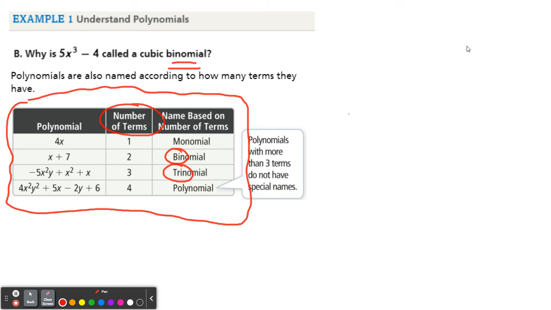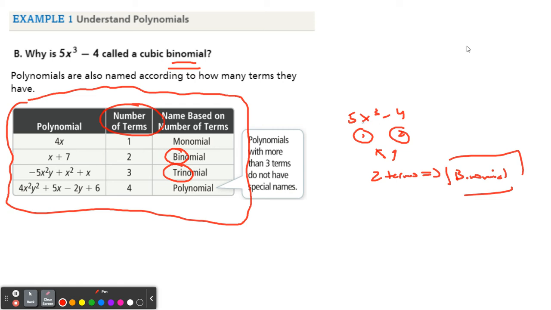So if we look here, 5x to the third minus 4, you have 2 terms. 1 term, 2 terms. When you have 2 terms, you are called a binomial. So that is why this is called a cubic binomial.